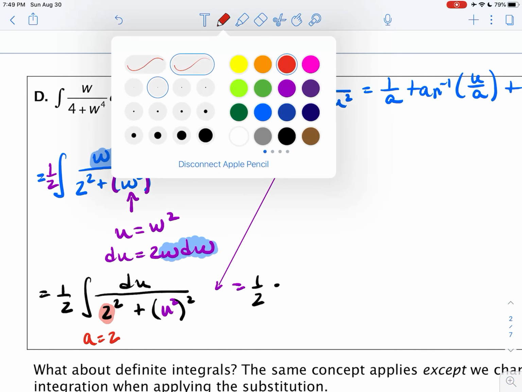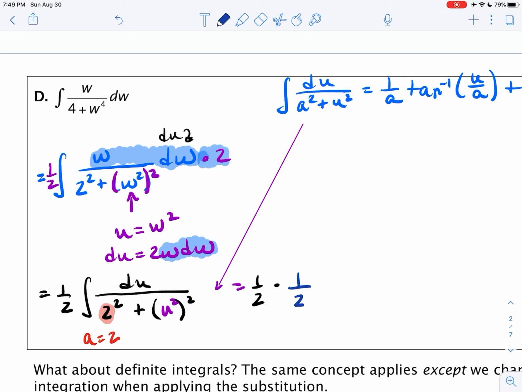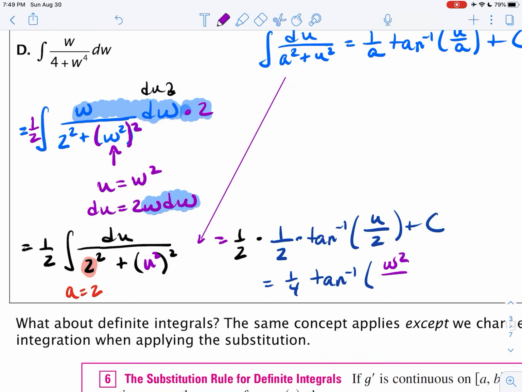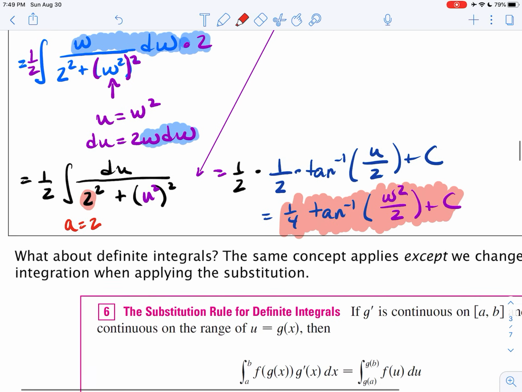So in transforming or evaluating this integral, I get 1 over 2 times the inverse tangent of u over 2 plus c. And in simplifying, I end up with 1/4 inverse tangent, and then I want to back substitute, and my back substitution would be w squared over 2 plus c. Good. All right.